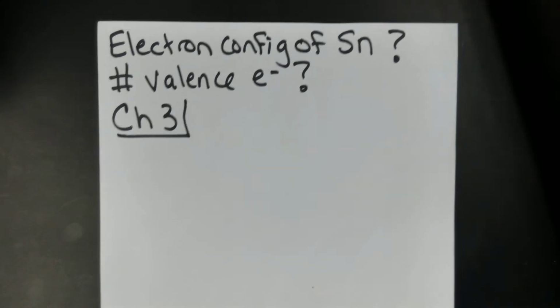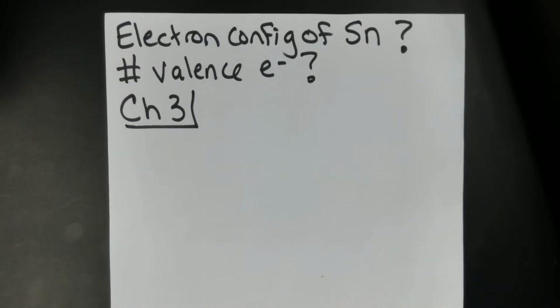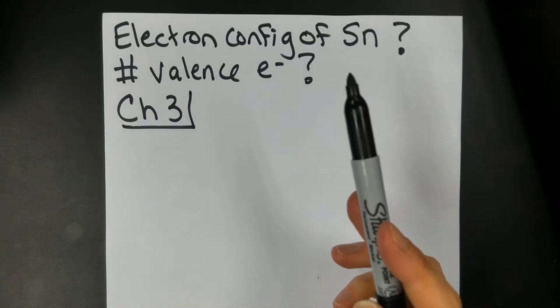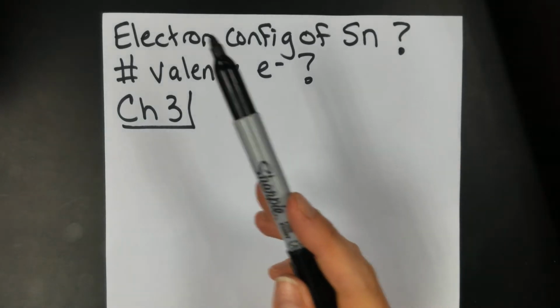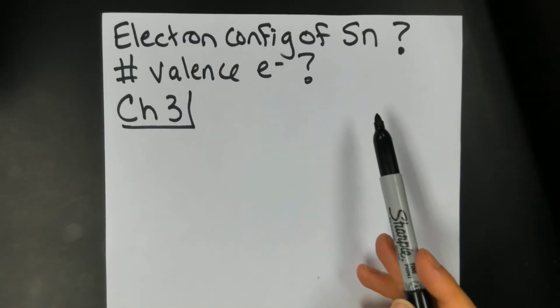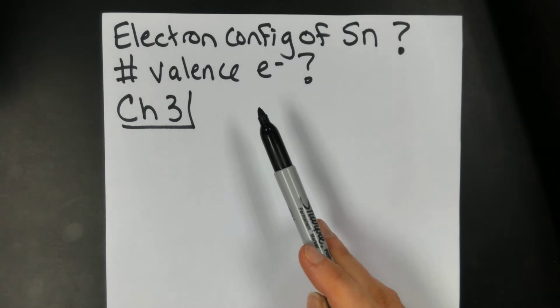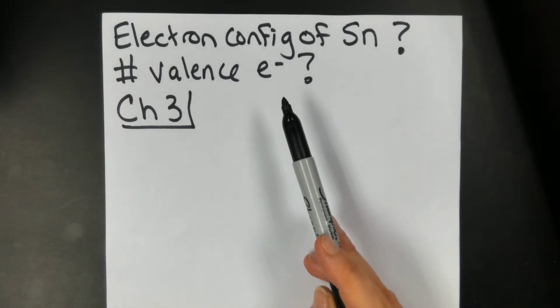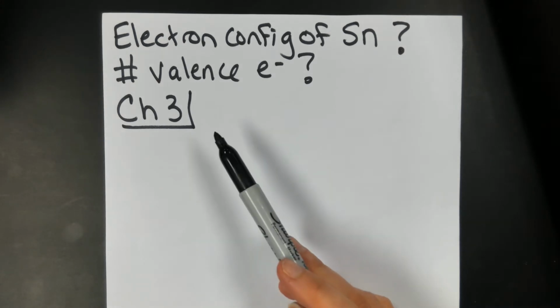For this video, for my Chem 101 students, we're going to practice our electron configurations. So let's do the electron configuration of tin, which is Sn, and why don't we answer the bonus question: how many valence electrons are there? This is again from chapter 3.